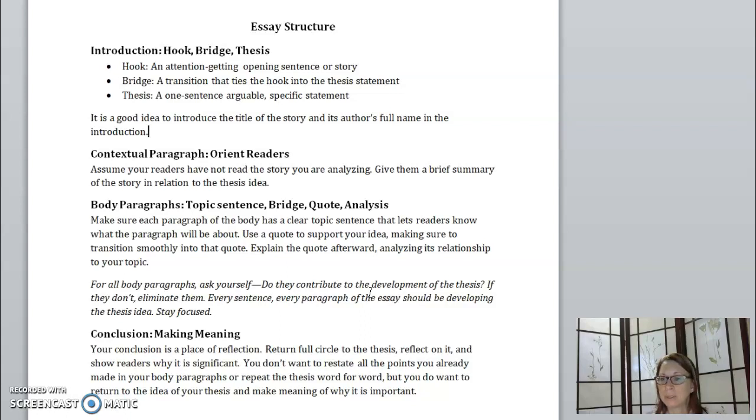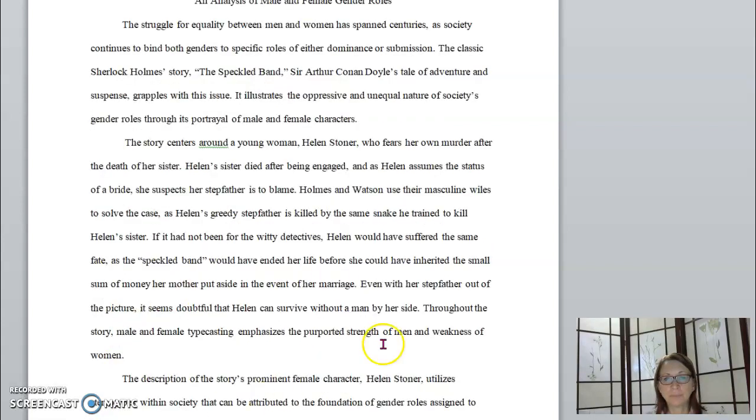So you want to state that clear topic sentence. You want to bring in a quote that supports that topic. And then afterwards, analyze the quote and how it relates to that topic idea. Let's look at this in action.